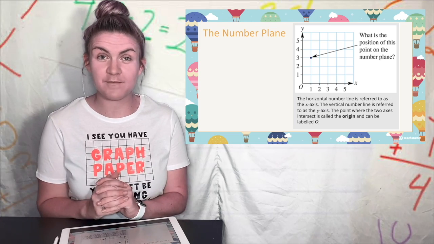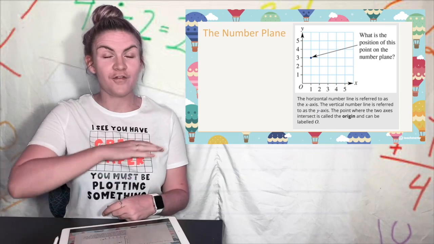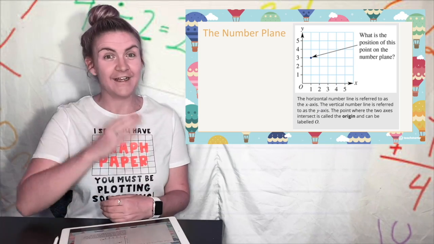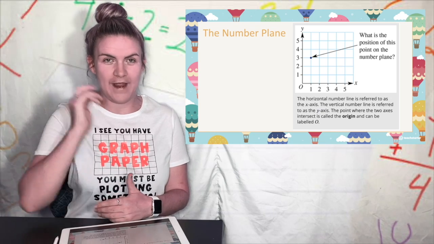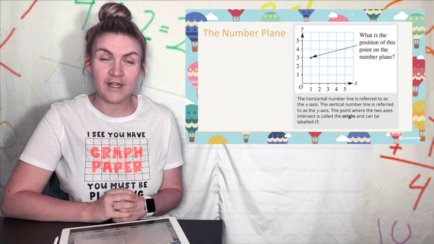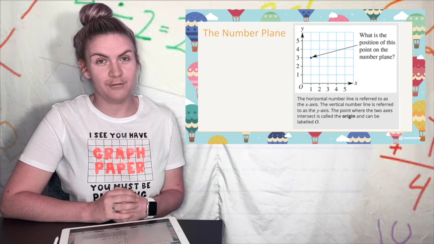Let's recap some things you might already know. The horizontal line on the number plane is called the x-axis, and the vertical line is called the y-axis. The point where those two lines intersect is called the origin and can be labelled with an O.